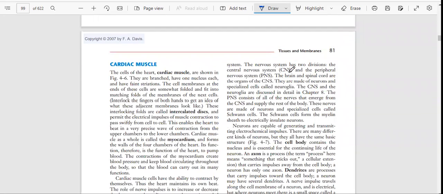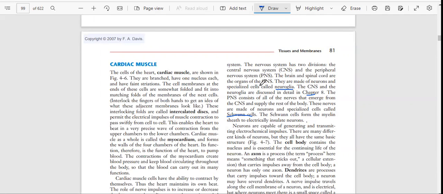The nervous system has two divisions: the central nervous system and the peripheral nervous system. The brain and spinal cord are the organs of the CNS. They are made of neurons and specialized cells called neuroglia. The CNS and neuroglia are discussed in chapter 8. The PNS consists of all the nerves that emerge from the CNS and supply the rest of the body. These nerves are made of neurons and specialized cells called Schwann cells. The Schwann cells form the myelin sheath to electrically insulate neurons.